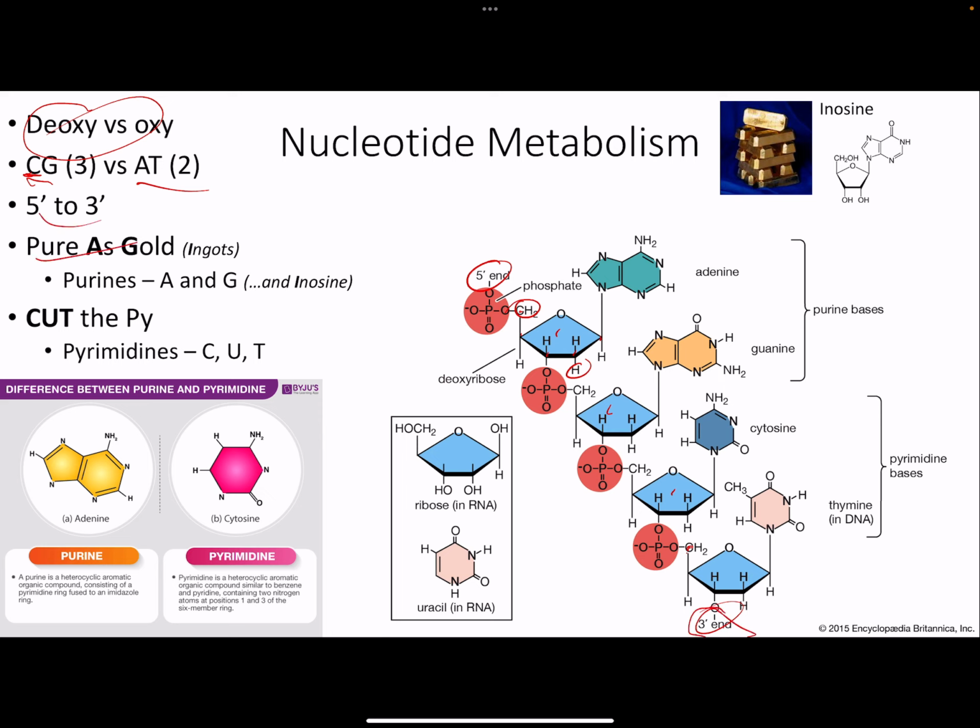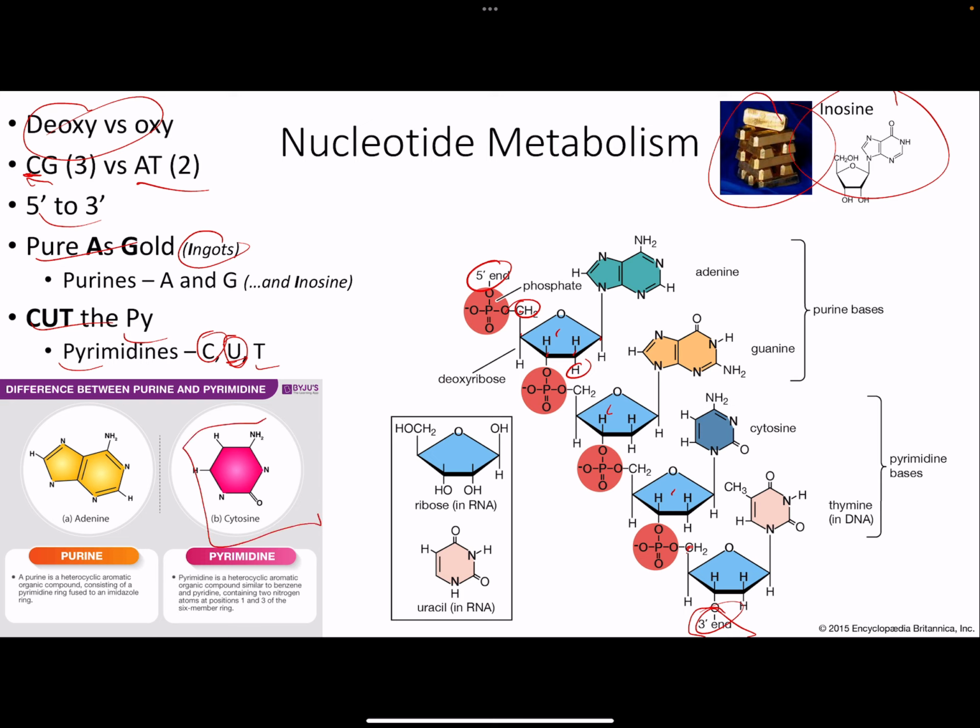Pure as gold, purines: adenine, guanine. We all know that. We've heard that. But I would remember that it's pure as gold ingots. Ingots shown over here because inosine is going to be an important purine precursor as well that you might not have heard as much about before. And then cut the pie, pyrimidines are cytosine, uracil, and thymine. Of course, uracil is only in RNA, and thymine is going to be DNA.